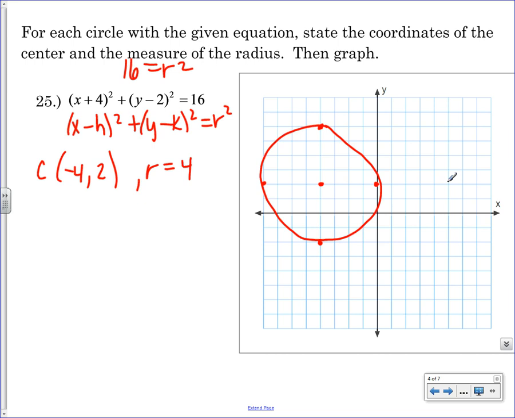Well, it's hard to do when you can't see it. Just do the best you can. Make sure it looks kind of like a circle. Everybody okay? Pretty easy concept, right? Okay.